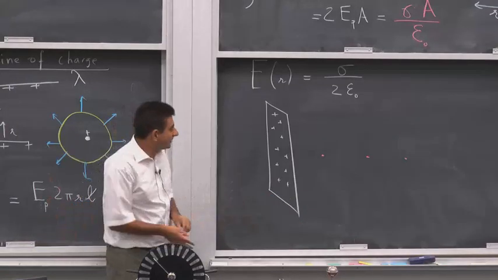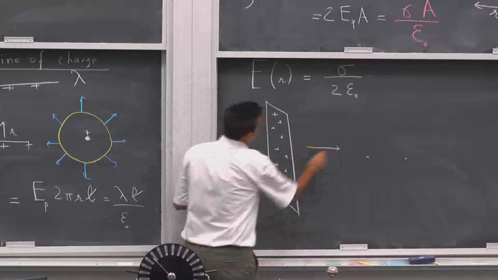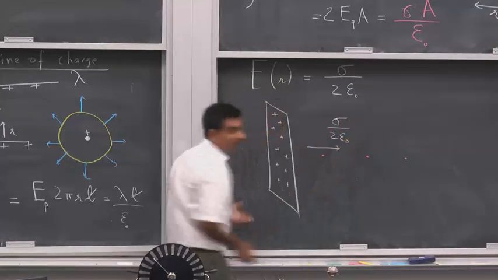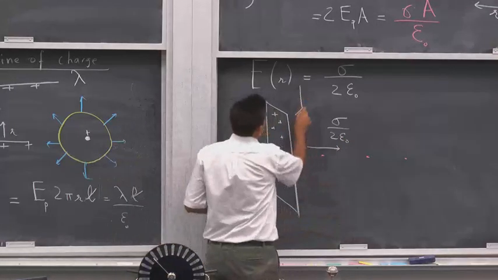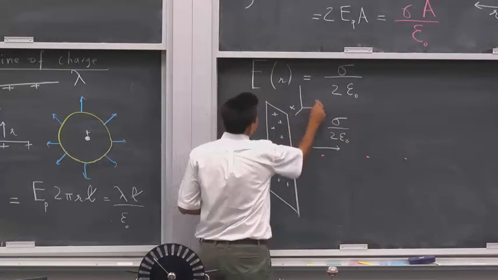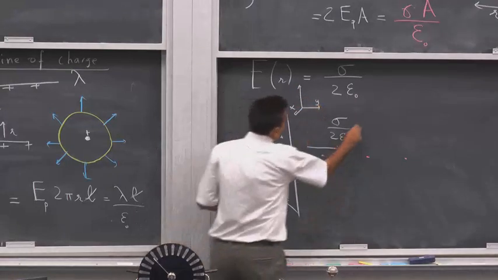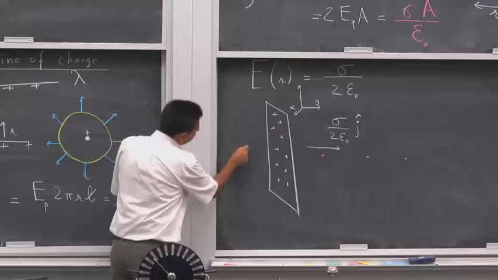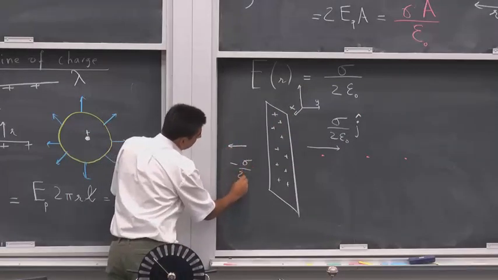However, by symmetry, you notice that the electric field to the right of this charge sheet is going to be sigma over 2 epsilon naught, and since the electric field is a vector, I would like to put some vectorial notation to it. So if these are the definitions of my axis, this will point in the plus j direction, and the electric field on the other end is going to point in the minus j direction.